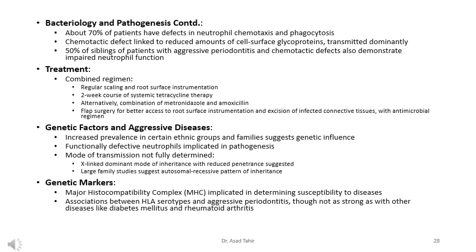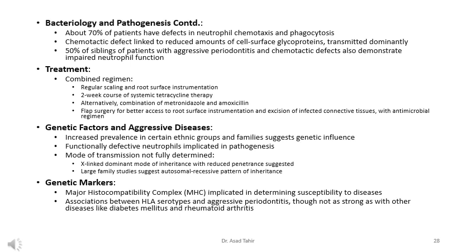Genetic factors and aggressive diseases. Increased prevalence in certain ethnic groups and families suggests genetic influence. Functionally defective neutrophils implicated in genesis. Mode of transmission not fully determined. X-linked dominant mode of inheritance with reduced penetrance suggested. Large family studies suggest autosomal recessive pattern of inheritance.